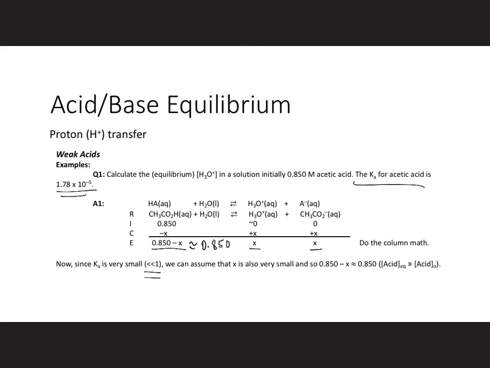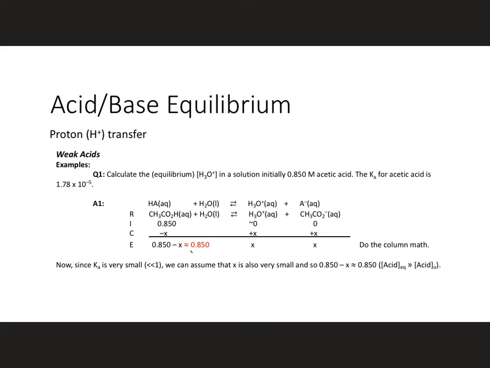0.85. Our assumption is that the equilibrium concentration of the acid is essentially the initial concentration of the acid. Had a typo there. See, that's an equal sign. Our assumption is, again, that the amount at equilibrium is essentially what we started with. If we then take this approximate value and x, there's our new column math.